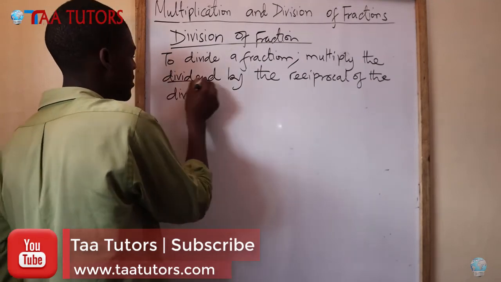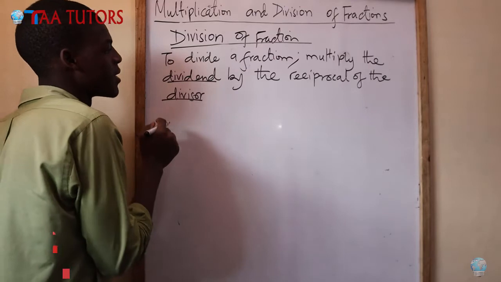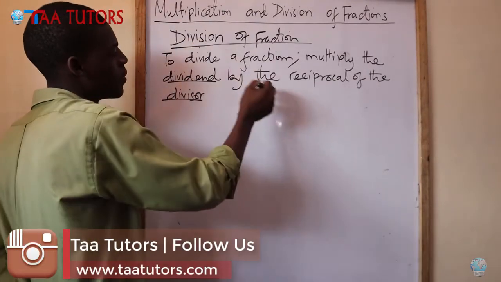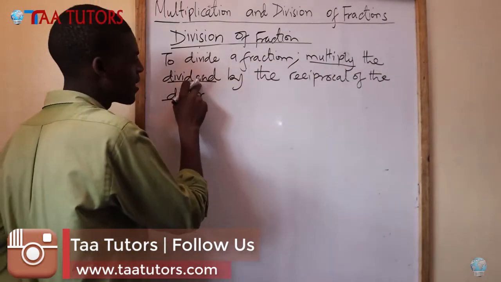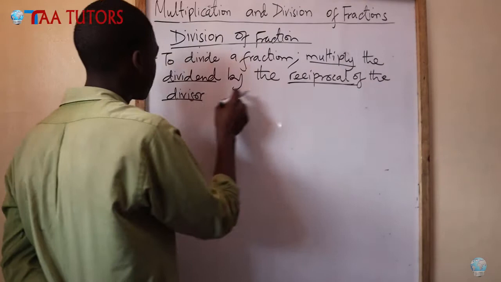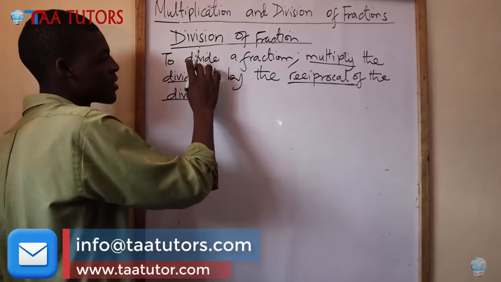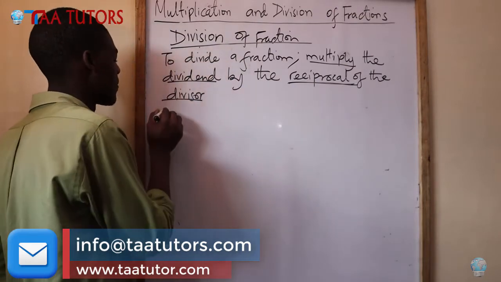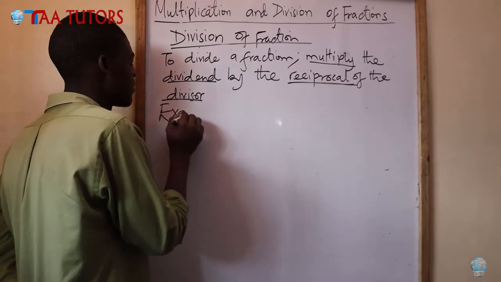I talked about this when we were doing division in whole numbers. We are dividing, yes, but what do we do? We are multiplying by the reciprocal of the divisor. This one is very important: the dividend is multiplied by the reciprocal of the divisor. Some may only see it in examples.